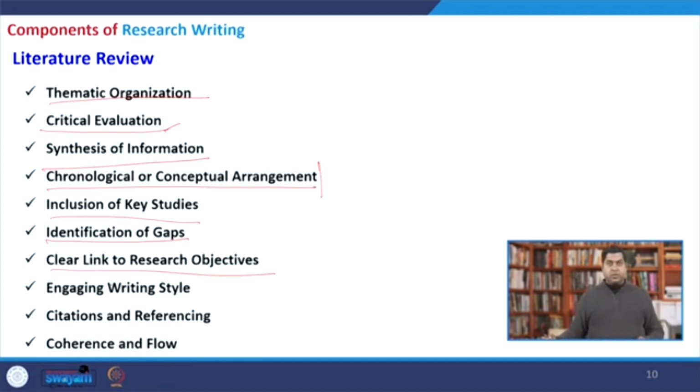Clear link to the research objective: it is not that your review is leading to something else and what you have presented in the other sections of your paper is totally different.